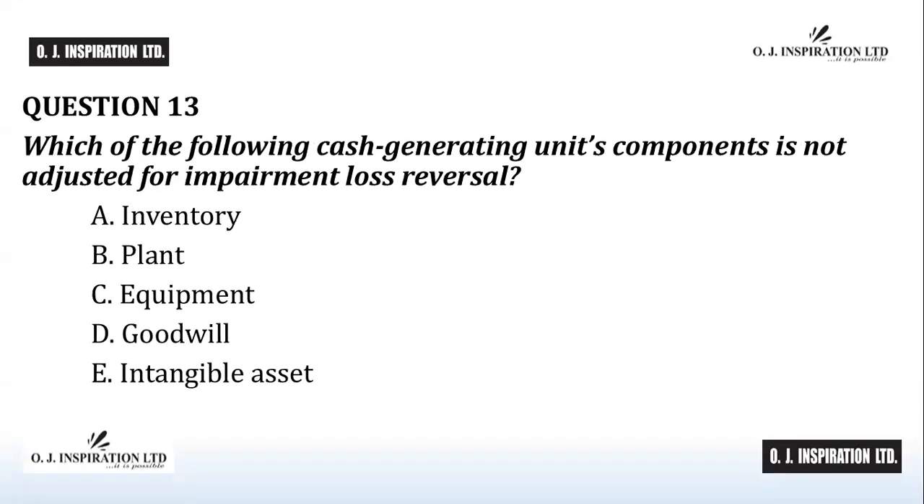Question number 13. Which of the following cash generating units components is not adjusted for impairment loss reversal? A. Inventory. B. Plant. C. Equipment. D. Goodwill. E. Intangible assets. Time counts. 10 seconds gone. 20 seconds gone. Time up.